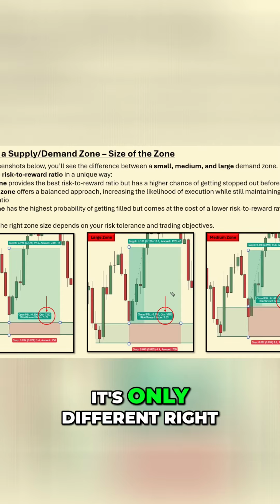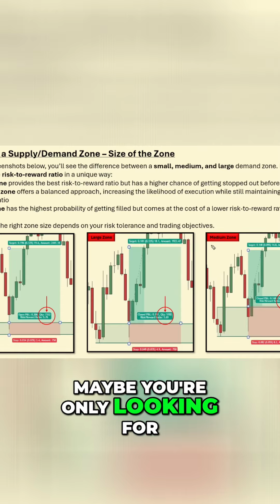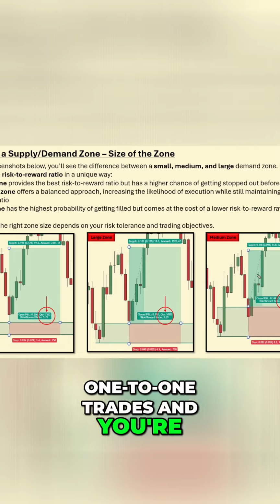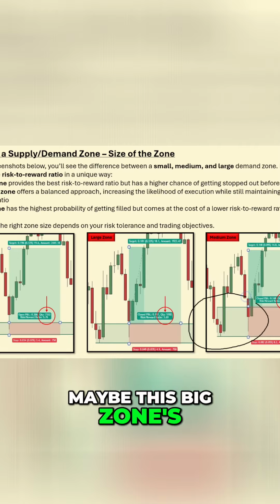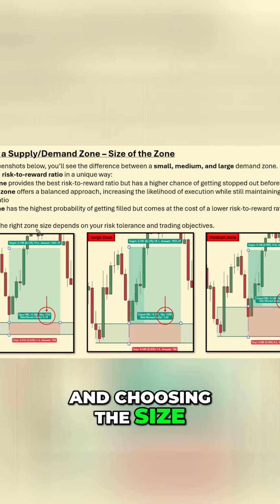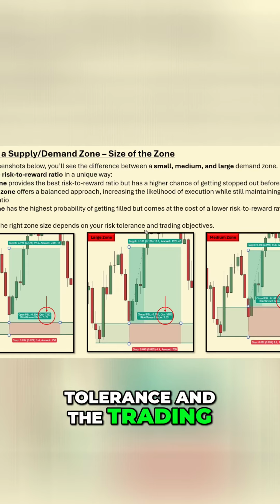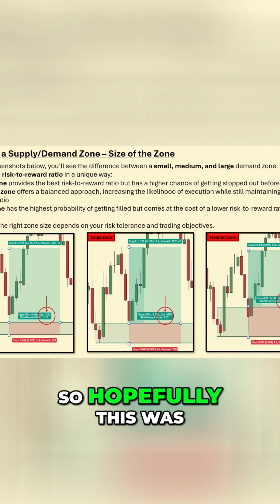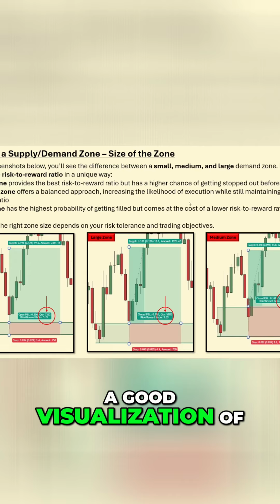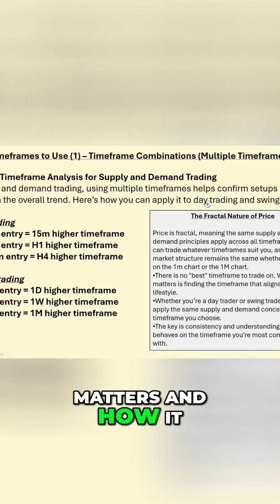It's only different, right? Maybe you're only looking for one-to-one trades and you're looking for a higher win rate. Then maybe this big zone's right for you. And choosing the size depends on your risk tolerance and the trading objectives as well. So hopefully this was a good visualization of the size of the zones and why it matters and how it does affect it.